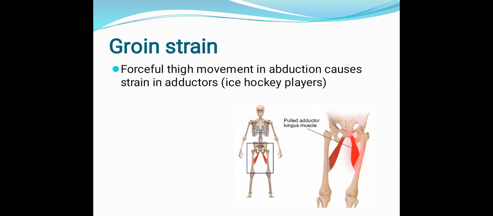Groin strain. Strains to the groin area are also relatively common among athletes in sports in which forceful thigh abduction movements may overstretch the adductor muscles. Strengthening of the hip adductor muscles can reduce the likelihood of adductor strains. It is more common in ice hockey players.